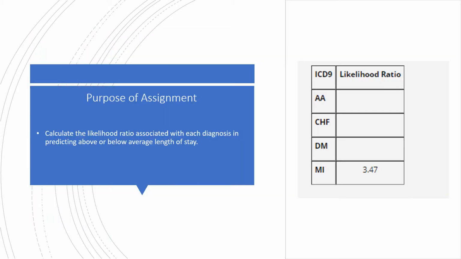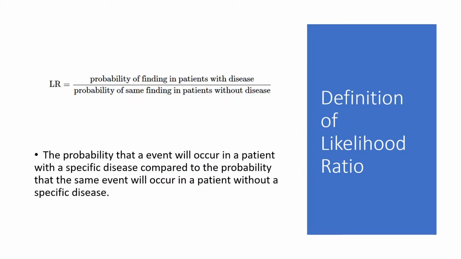The purpose of this assignment is to calculate the likelihood ratios associated with each diagnosis in predicting above or below average length of stay. Likelihood ratio is the probability that an event will occur in a patient with a specific disease compared to the probability that the same event will occur in a patient without a specific disease.